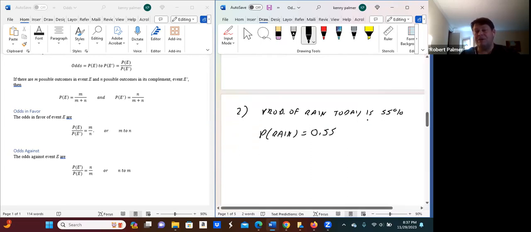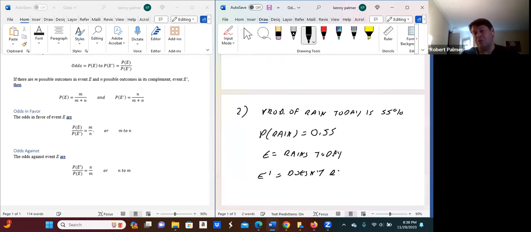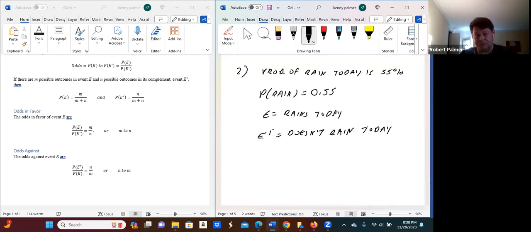Okay, so if our event E is it rains today, then E complement is that it doesn't rain today. Also, one more thing: we write this probability of rain, 55%, also as 55 over 100. Now I want to reduce that, so I divide both by 5, and I'll have 11 over 25.